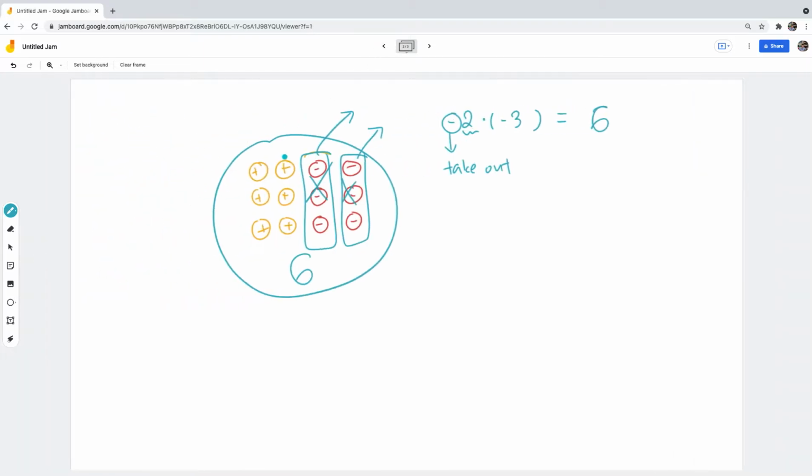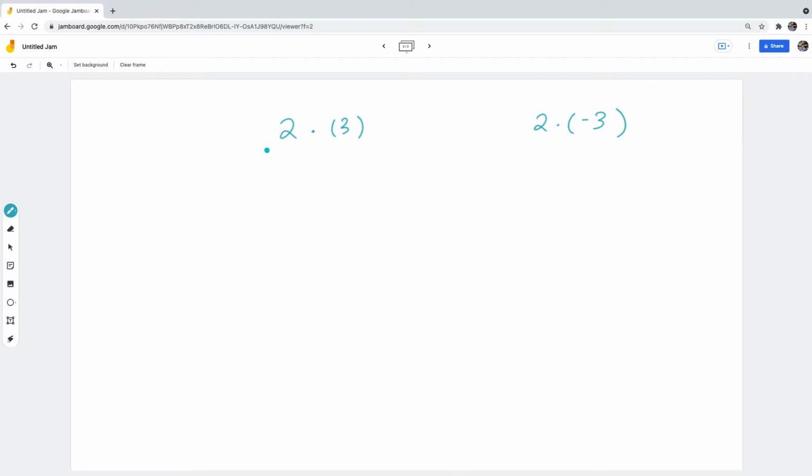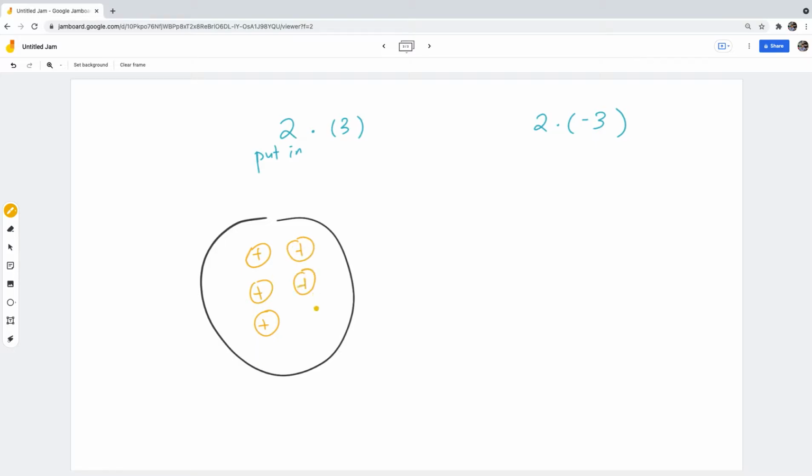So if we are multiplying by negative 2, that means it's taken out. But positive 2 means we are putting in, we are adding, putting in two groups. Put in two groups of positive 3 and two groups of negative 3. So that is so much easier to draw, isn't it? So to show 2 times positive 3, you can just put in two groups of positive 3. So we have two groups of positive 3. 1, 2, 3. One group of a positive 3 and another group of a positive 3. And what do we get? That is 6, right?